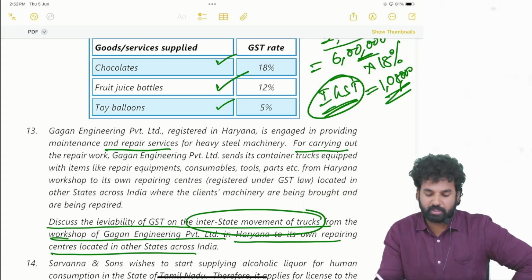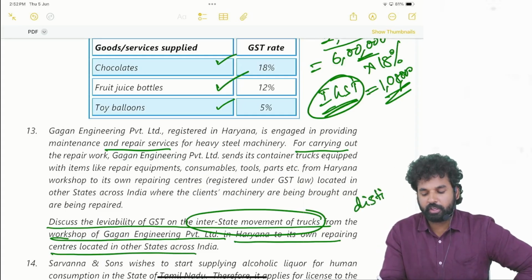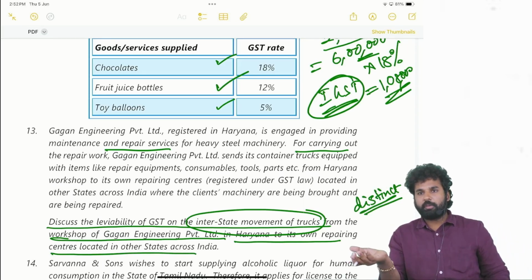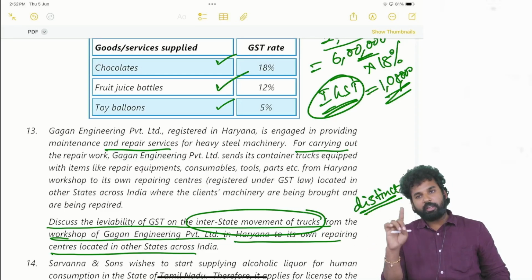Is that a distinct person or not? To its own repairing center in another state. That means a distinct person, right? So between distinct persons, there is an interstate movement of conveyance, that too for repairs and maintenance, carrying tools and spares for repairs. In that repair center, repairs will be carried out for the machinery of the customers.